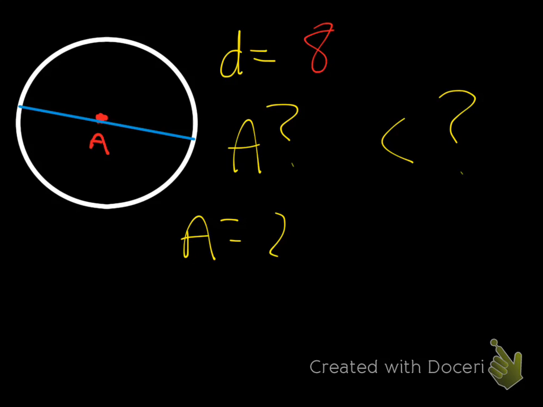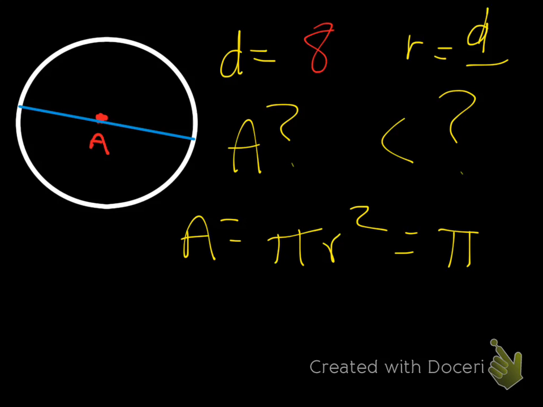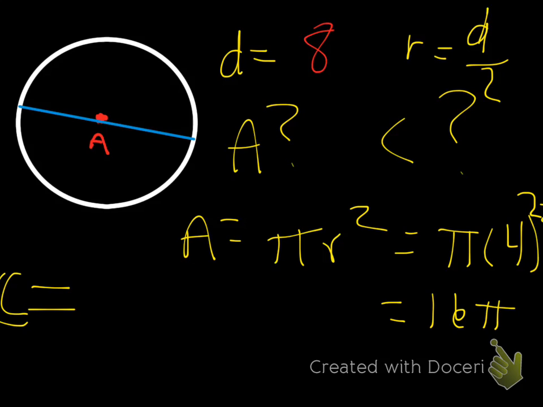Well, area is equal to 2 pi r. No, that's circumference. Pi r squared. Alright, so that's pi times, what's r? Well, r is equal to half the diameter. So r is 4, so it would be pi times 4 squared. So that would be 16 pi. And circumference is just equal to pi d. Alright, we know what d is, it's 8, so that's just 8 pi.